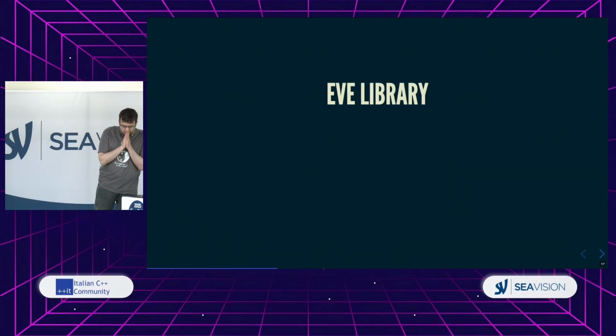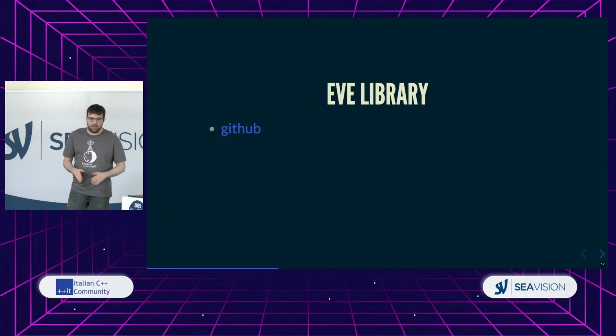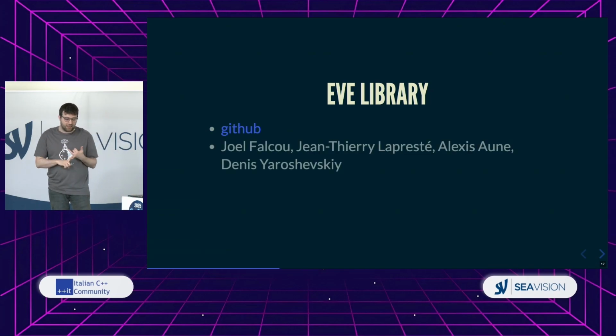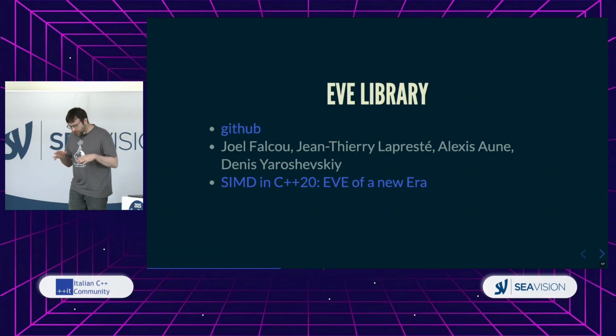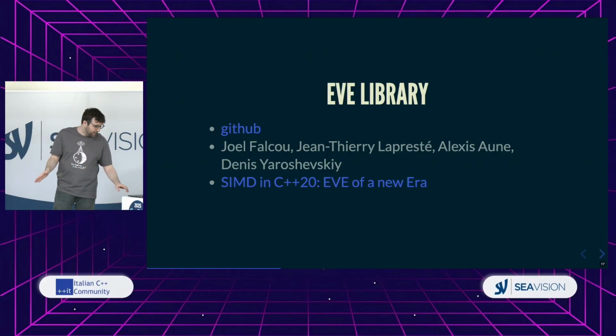So how are we going to use SIMD? We're going to use the EVE library. EVE is on GitHub. It's maintained by Joël Falcou, Jean-Thierry Lapresté, Alexis On, and me. But I'm not really interested in the library in this talk. If you want to learn about the library, there's, for example, this talk called SIMD in C++20, EVE of a New Era. What we're talking about is algorithms.